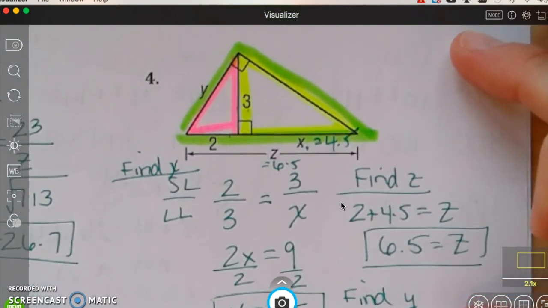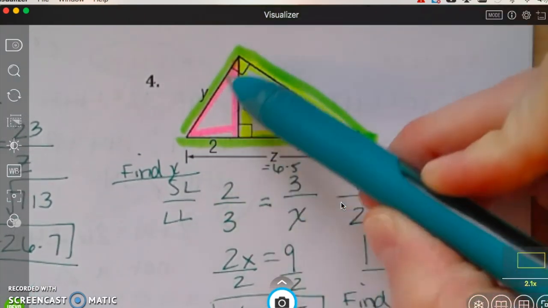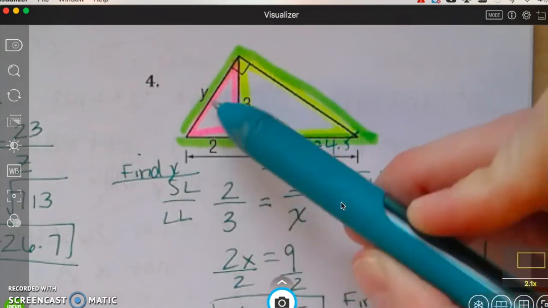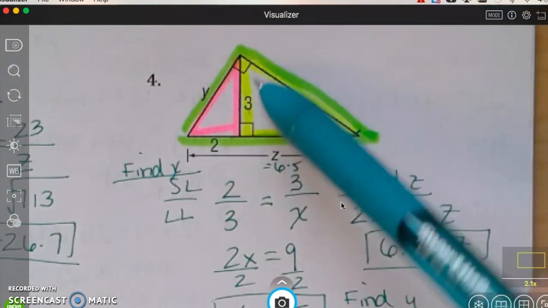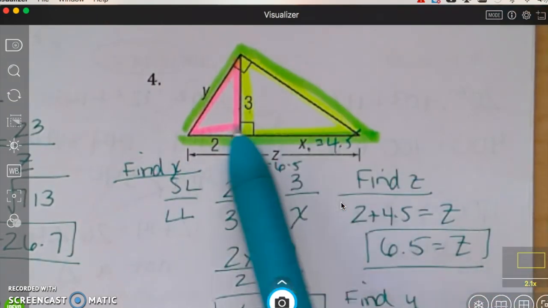Lastly, I'm looking for y. The two triangles that use y are going to be my green triangle, that's the big one, and my smaller pink triangle. When I think about my big green triangle here, this is my short leg, and the green leg is my hypotenuse here.